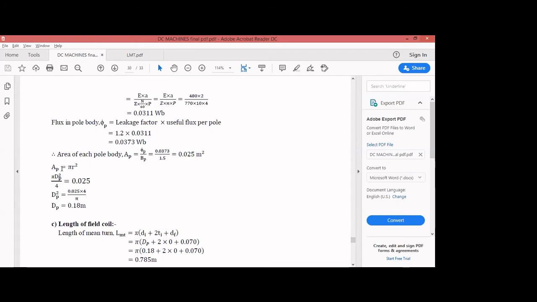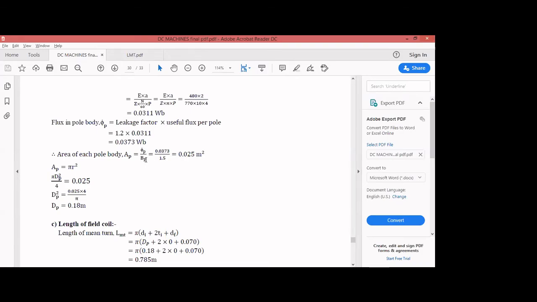So first, what I have to calculate is AP. Everyone knows the flux density formula: flux density in the pole is given by flux by area. From this formula I can calculate AP, which is equal to ΦP by BP. So I have to calculate ΦP, and I have to calculate dP.